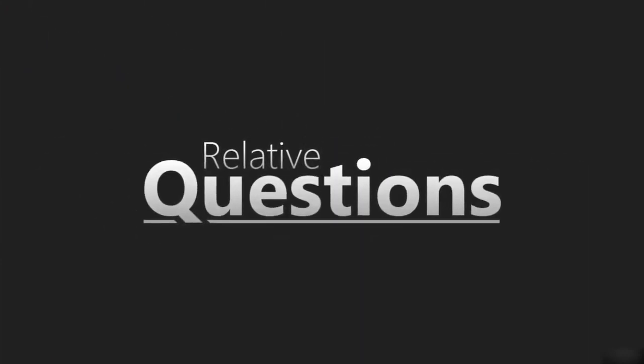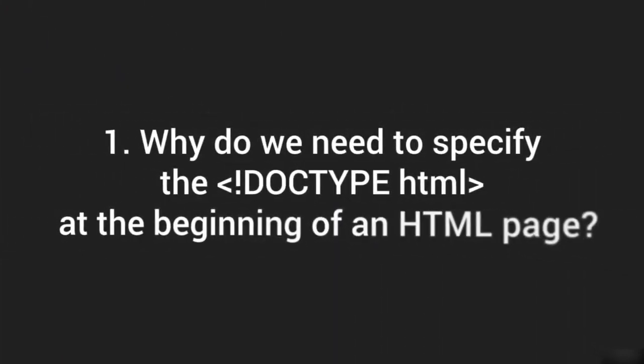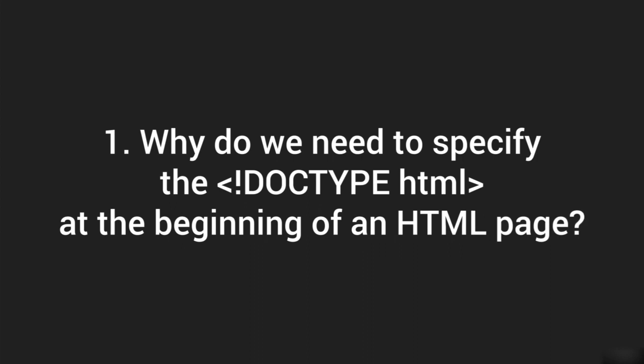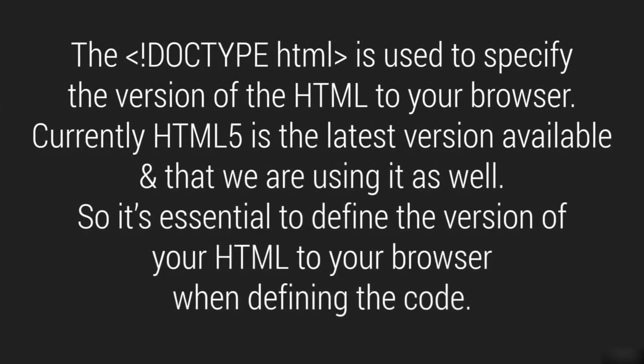Let's talk about a related question. Why do we need to specify doctype html at the beginning of the page? As I have mentioned earlier, doctype html is used to specify the version of HTML to your browser. Currently HTML5 is the latest version available and that is what we are using here. So it's essential to define the version of your HTML to your browser when defining the code.